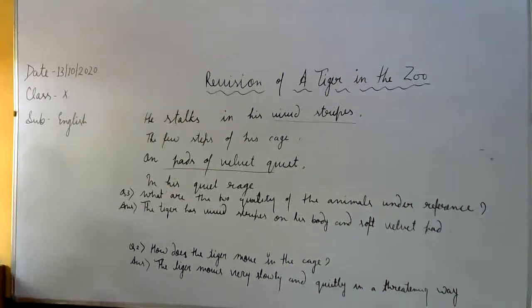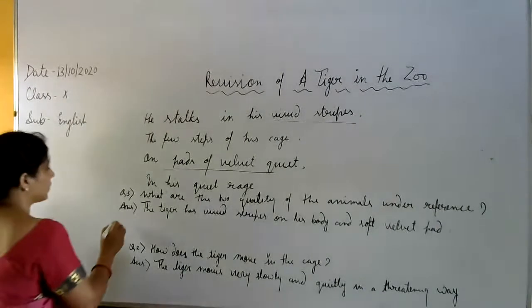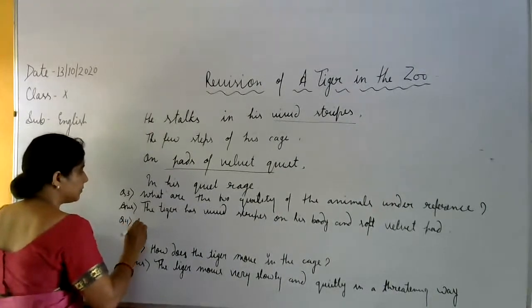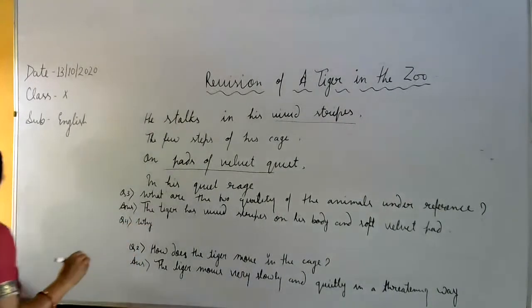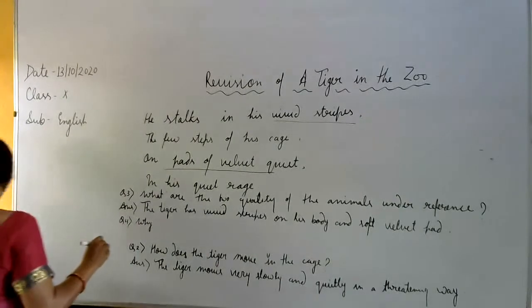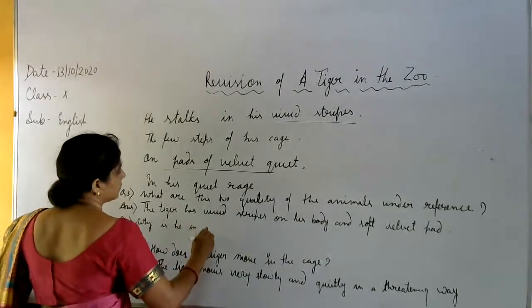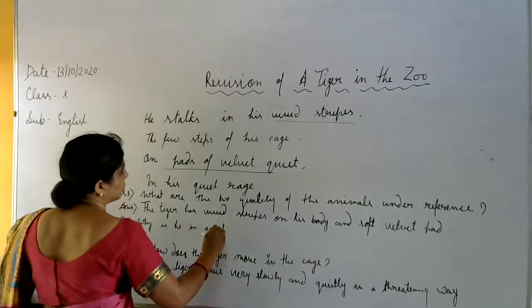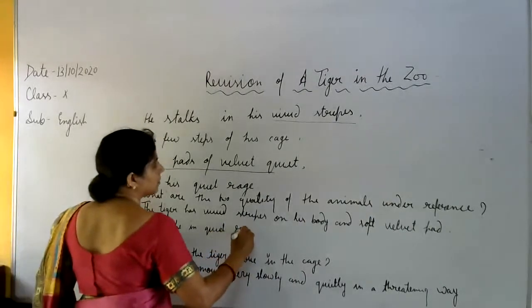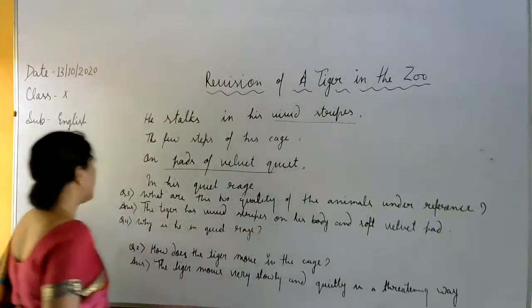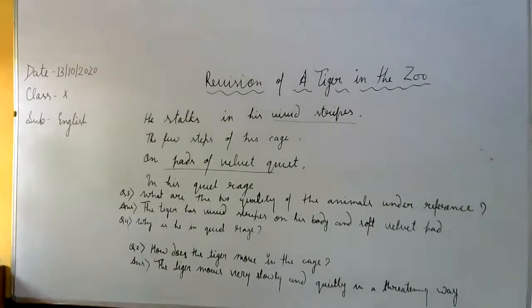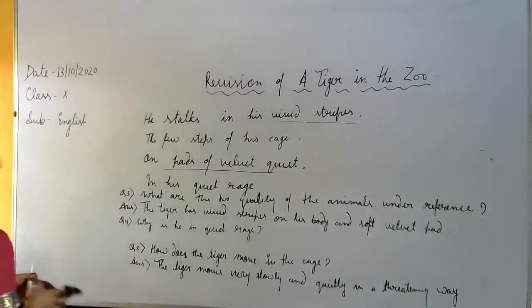Next question will be: why is he in quiet rage? Why is he in his quiet rage?